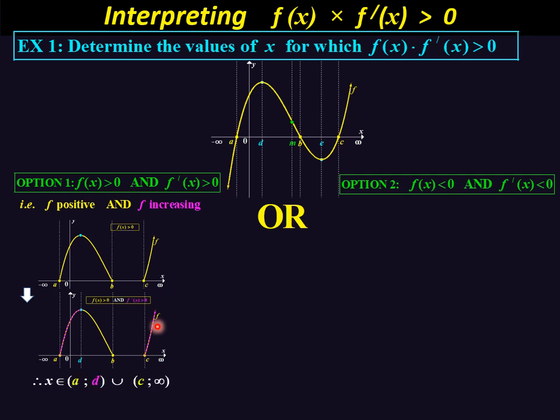Now we can write the answer down. You can see it increases from the x-intercept to the turning point. That's from A to D. Then it's from the x-intercept, which is C, up to infinity there. Right? So this is the one option that we have.